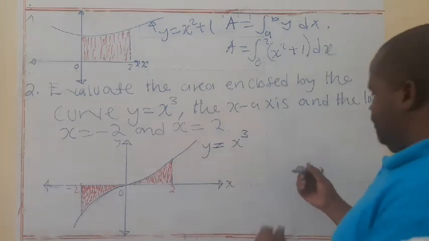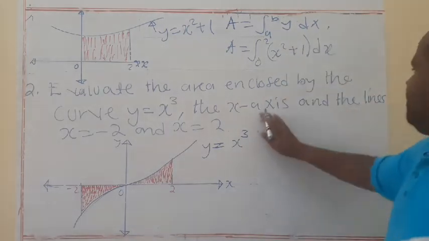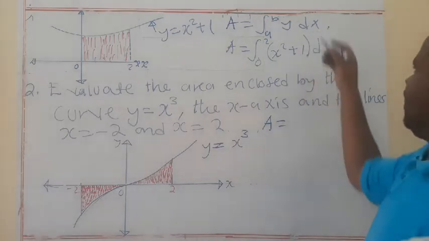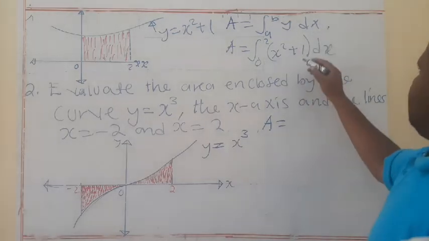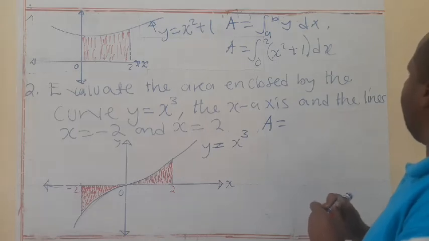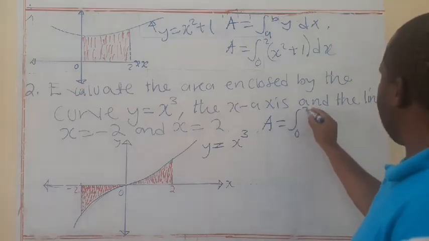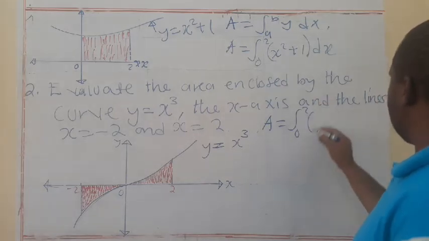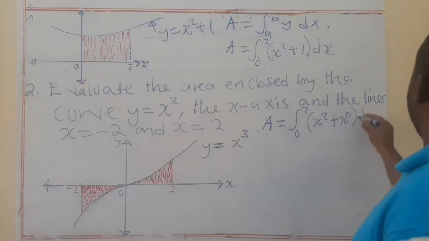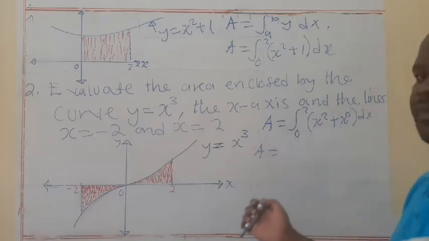Okay, so I'm continuing from here because of the space. Say our area is equal to, we integrate this. So this is the same as x to the power 0. So this is 0 to 2, x squared plus x to the power 0 with respect to x.